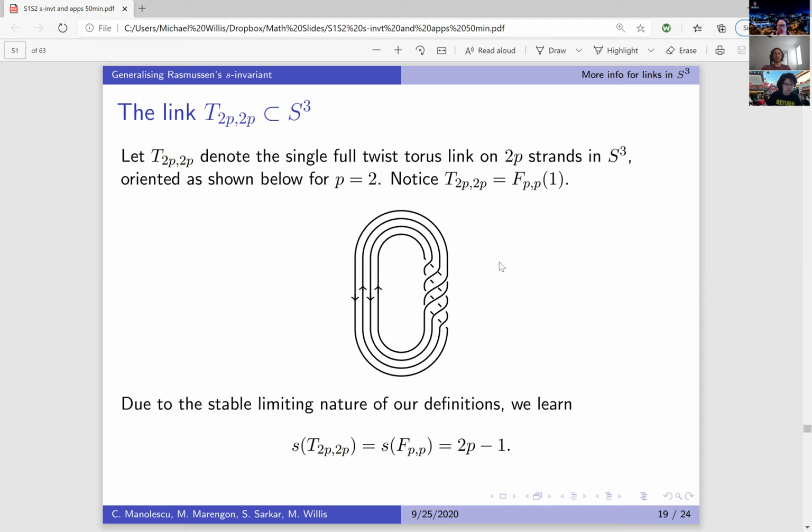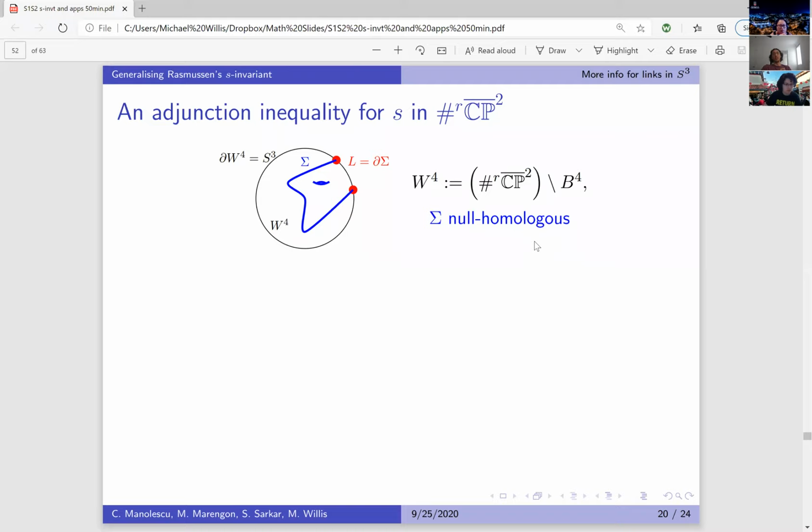Well, this leads to an adjunction inequality where I want to think about surfaces not in the four ball, but in connected sums of CP2 bars. Okay, so now my four manifold, again, I'm thinking about my link in the three sphere. So I say, okay, my four manifold is going to be a punctured collection of CP2 bars.